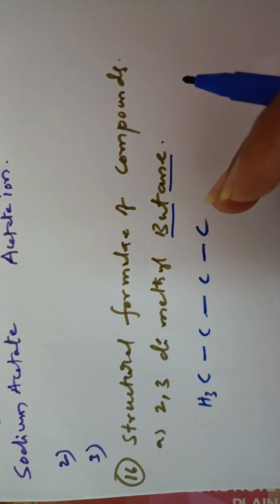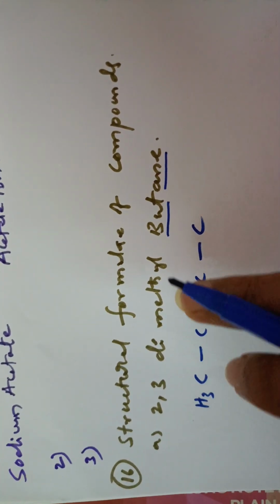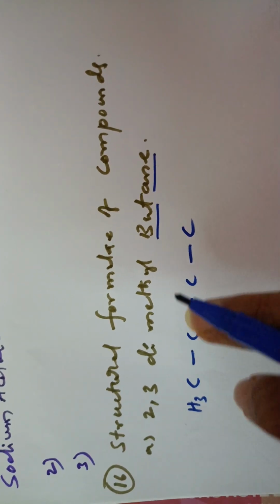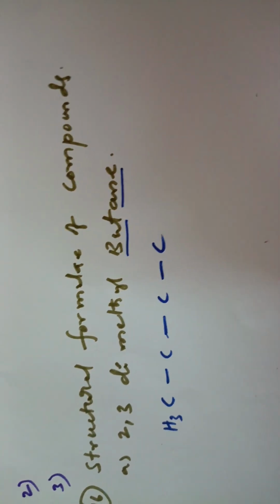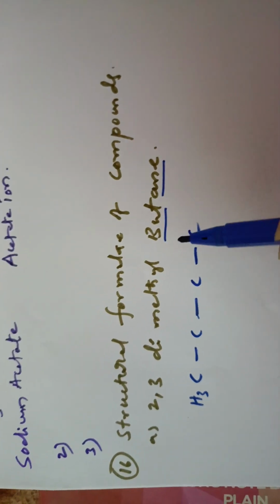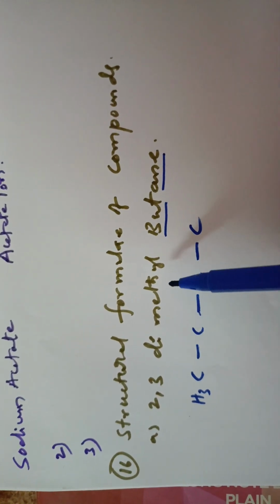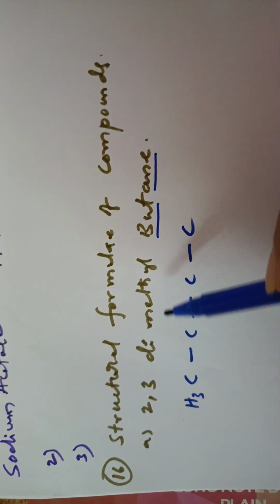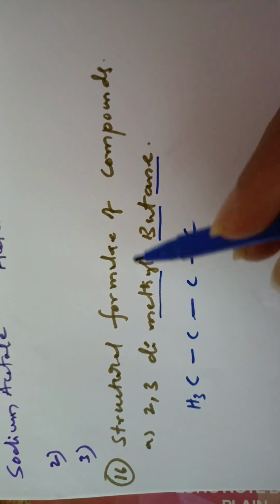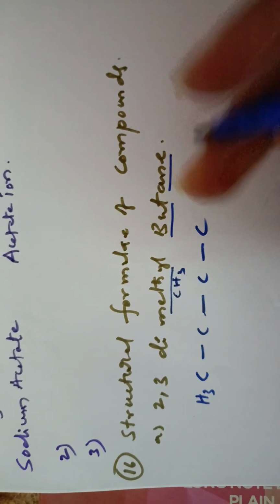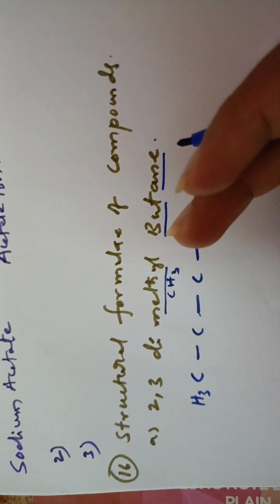So before that, first you have to write what is the dimethyl. We have to write about the dimethyl. Dimethyl is the secondary suffix. Here dimethyl. Methyl means CH3. Di means 2 CH3 groups.